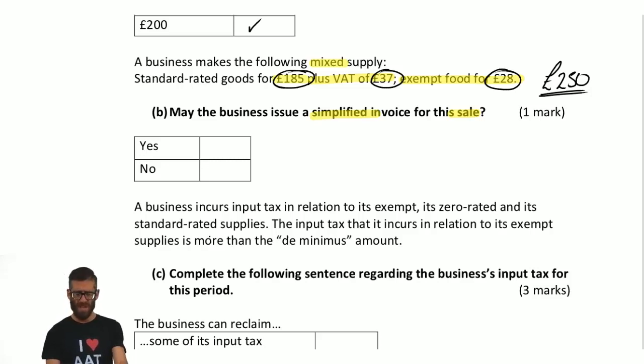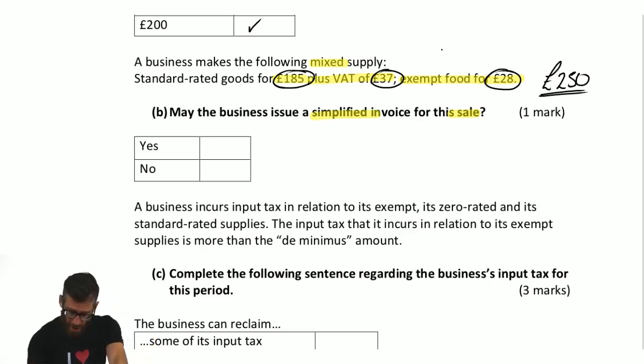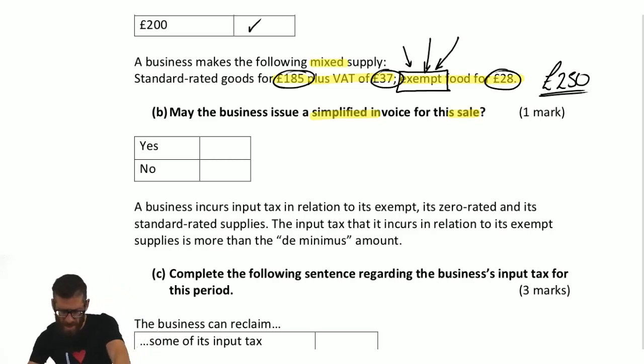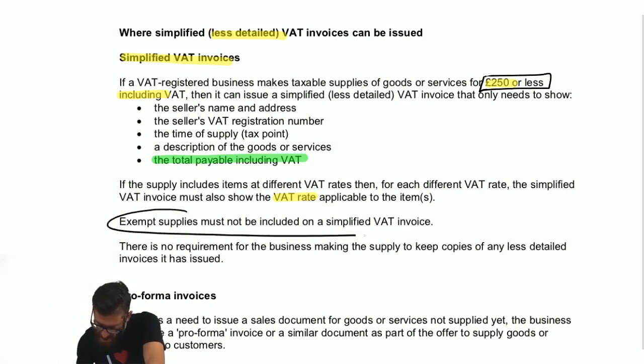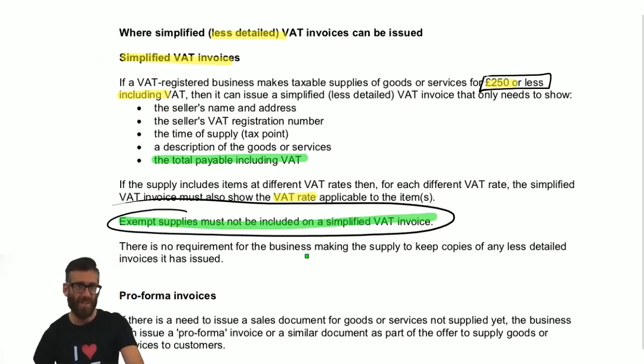Why can't this business issue a simplified invoice? Let me explain. It's because this word here has gone unnoticed, perhaps, and that is the word exempt. What is exempt? Well, food is exempt. It's not zero, it's exempt. No VAT is charged upon food. Subsequently, in our reference document, if you were paying attention to this, it says exempt supplies must not be included on a simplified VAT invoice.